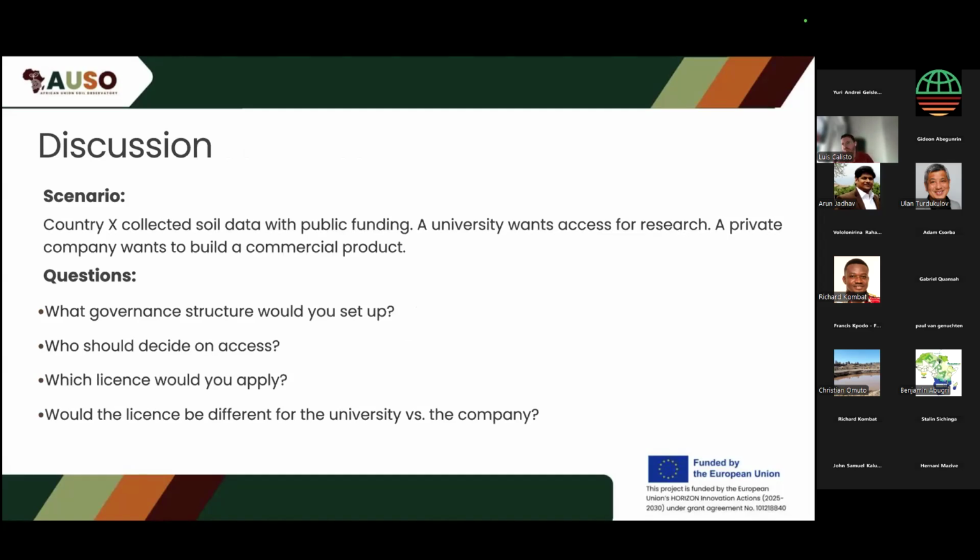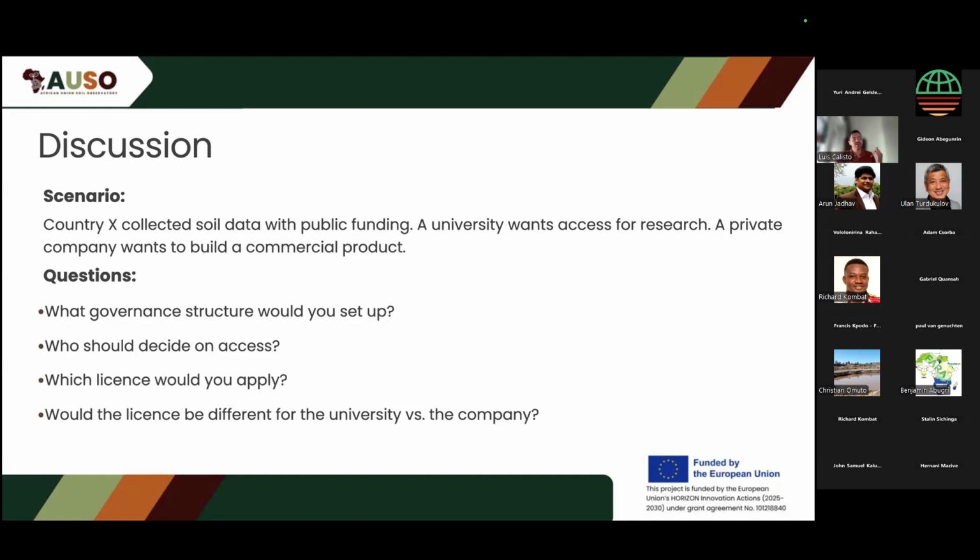Before we go to a small break and for more questions, I had just here a scenario for you to think about and just to raise awareness. You don't need to answer now. Just think about it. Imagine that a country collected soil data with public funding. A university wants access for research. A private company wants a commercial product. So you see that we have public funding that created data, and then different stakeholders want to use this data for different purposes. A university for research, a private company for a commercial product.